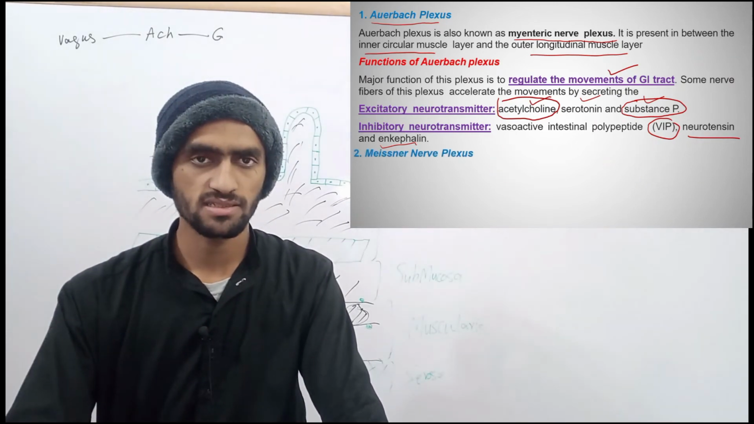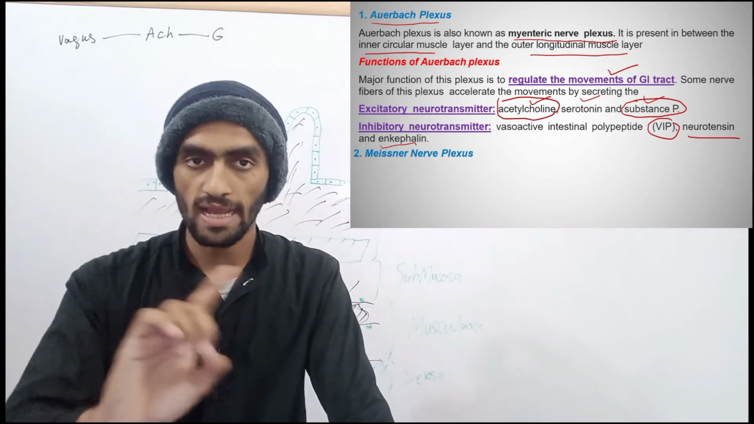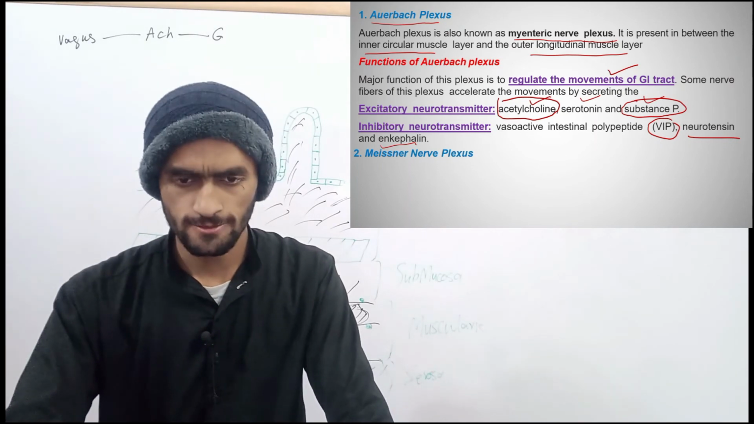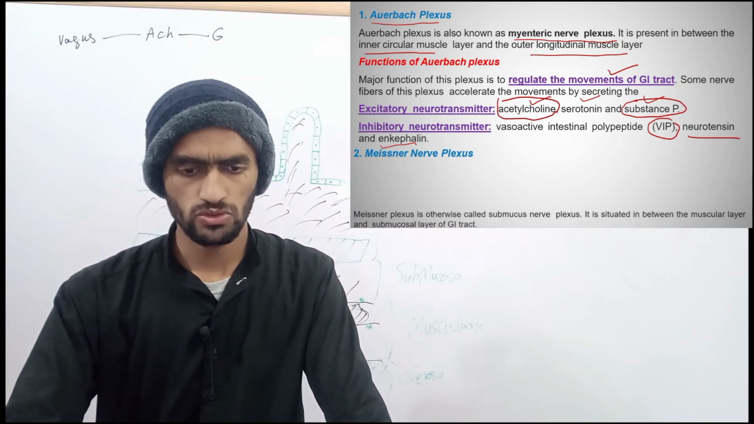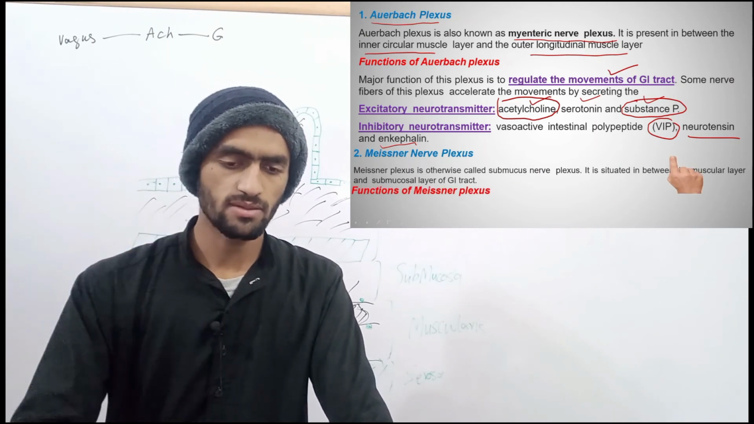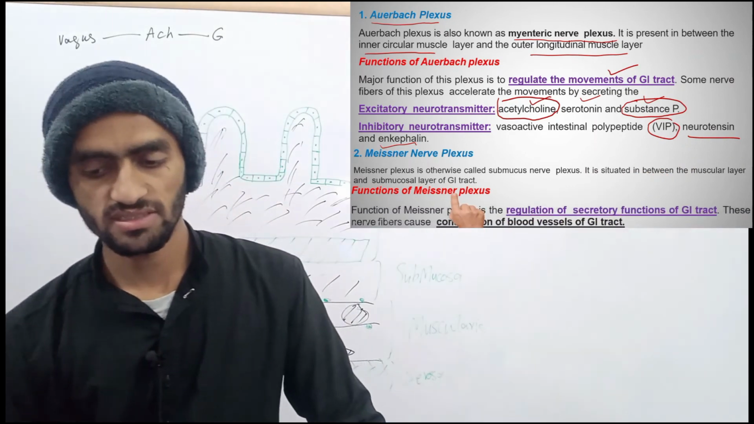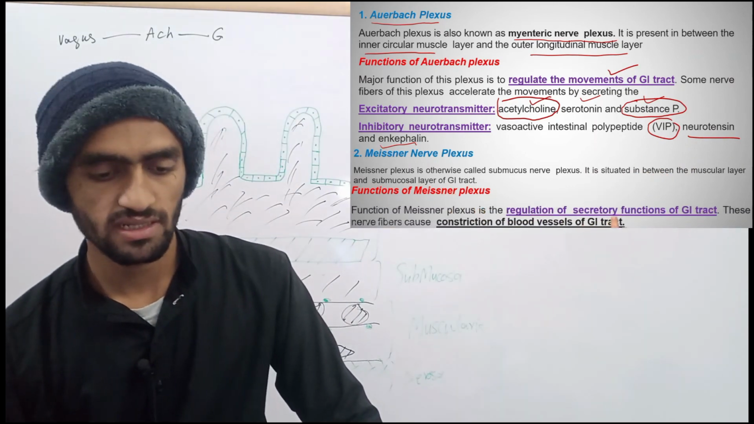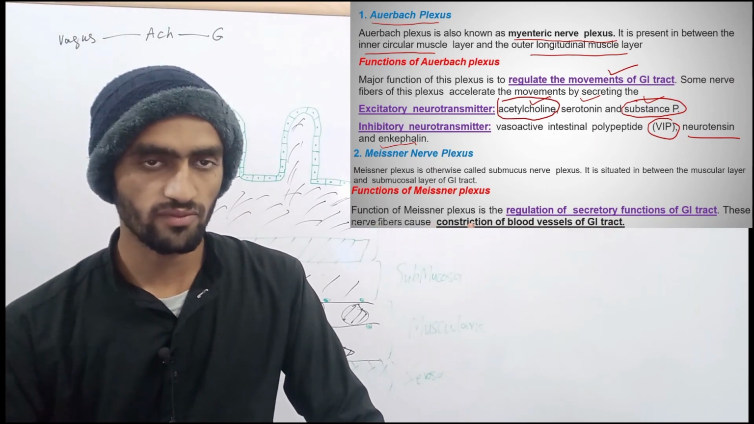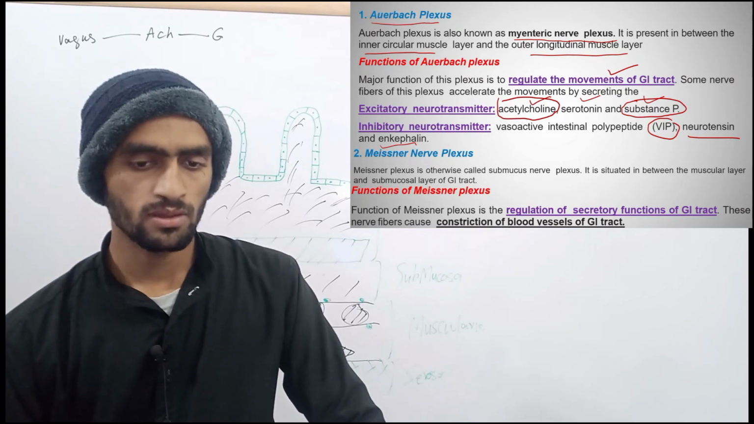Major nerve plexus. What is the function of the major nerve plexus? First of all, there is the submucosal plexus, as they control the process of secretion. They are present between the circular and submucosal layer. Regulation of secretory functions of the GIT, and nerve fibers cause the constriction of blood vessels of the GIT.